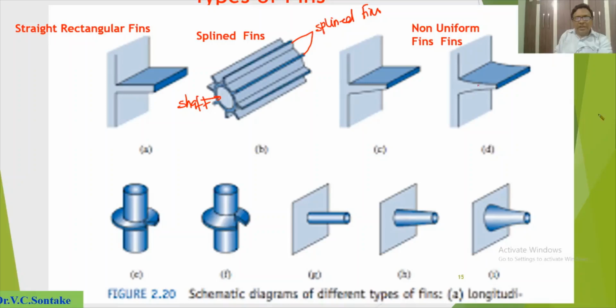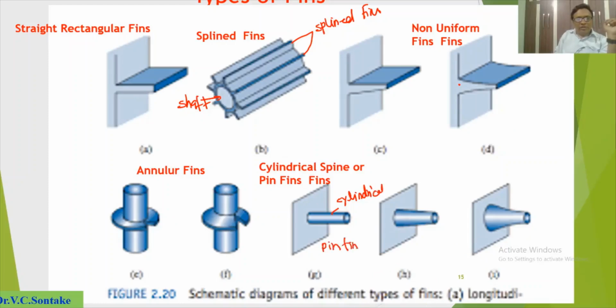In the second case, the area of the fin is varying from both sides, top and bottom, from root towards the tip. These are annular fins. Fins in the form of circular discs provided over a cylindrical surface are called annular fins. These are cylindrical fins. The shape of the fin is cylindrical, attached to the base surface. So a cylindrical fin is also called a spine fin.